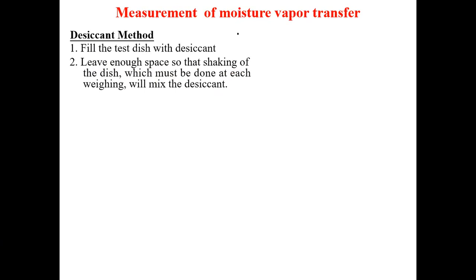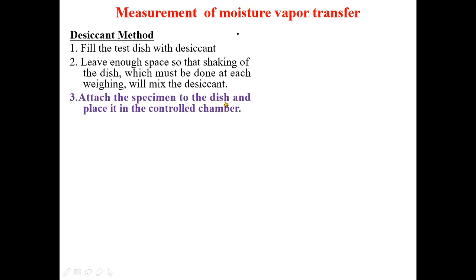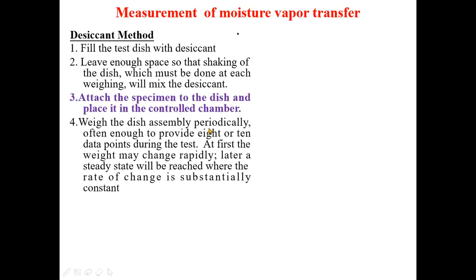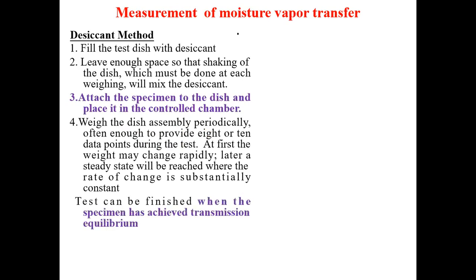Now there should be sufficient space between the mouth of the dish and the desiccant so that you can shake it well. Next, attach the specimen to the dish and place it in the controlled chamber. Next, weigh the dish assembly periodically, often enough to provide 8 or 10 data points during the test. At least you have to take 8 or 10 data points during the test time to include in the test report. At first, the weight may change rapidly. Thereafter, you will find that there is an almost constant change.